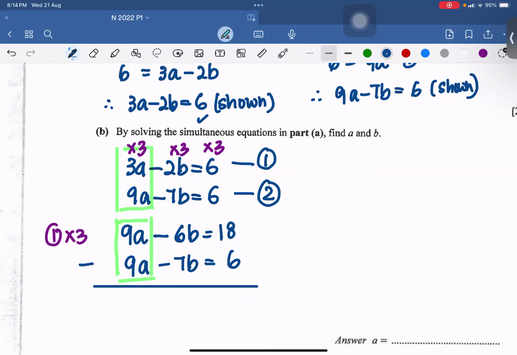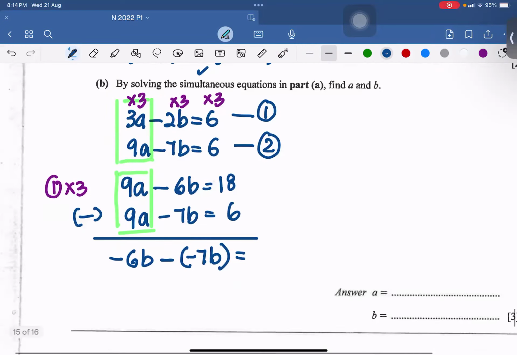So I'm going to do a subtraction. Okay, 9a minus 9a, of course, no more a. But the second part, this is the part where you all have a high chance of making a careless mistake. This is negative 6b minus negative 7b. During the prelim paper, a lot of you made the mistake. Why? You all do minus, but you never change the sign. You never put the bracket here. Then wrong. Alamak, wasted.